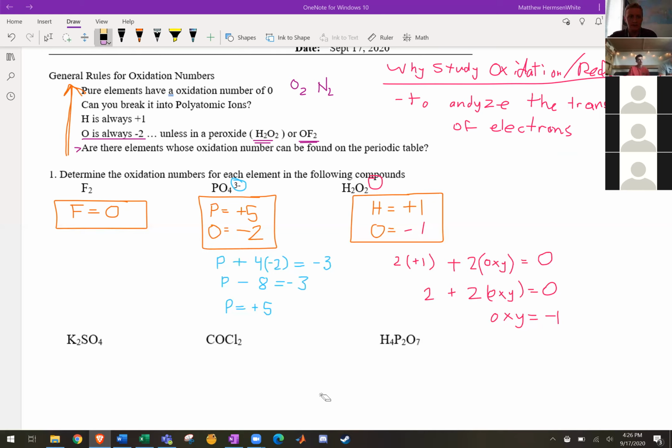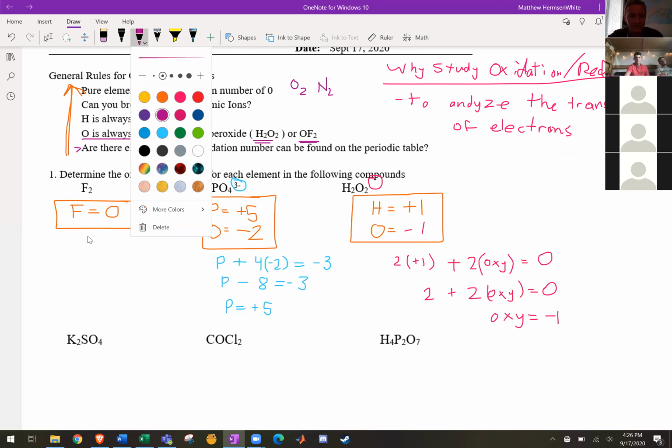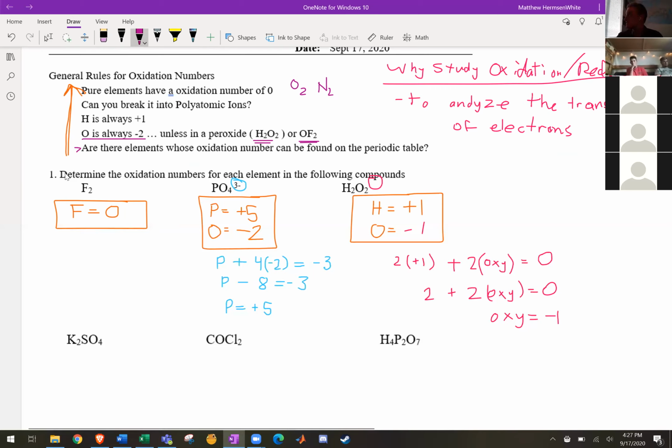Okay, we can work on these ones together. If you're still working on your own, that's completely fine. Again, I'm sorry for the noise. These guys, you can't see, but they are less than 2 feet from me right outside my window. So let's work on K2SO4.